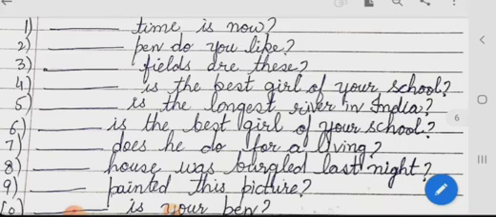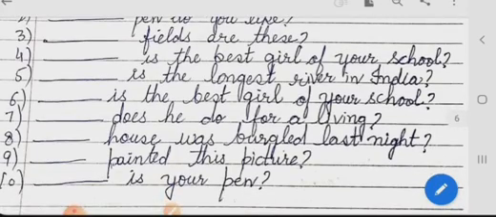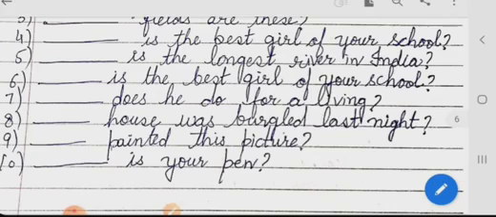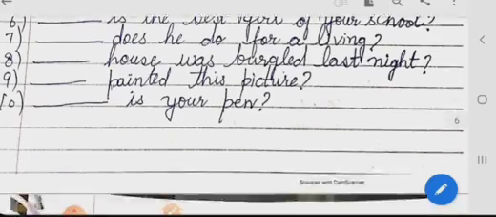Which is the longest river in India? Who is the best girl of your school? What does he do for a living? Whose house was burgled last night? Who painted this picture? And which is your pen? Students, all these sentences are interrogative sentences. That's why you have to fill in an interrogative adjective here.